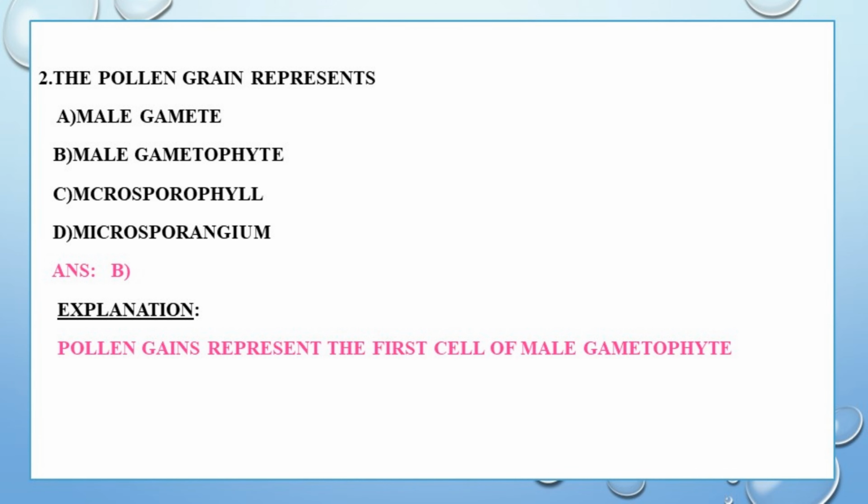Next question. The pollen grain represents: options: male gamete, male gametophyte, microsporophyll and microsporangium. So you know the fact pollen grains represent the first cell of male gametophyte. So here the answer will be B, male gametophyte. The pollen grain represents male gametophyte.